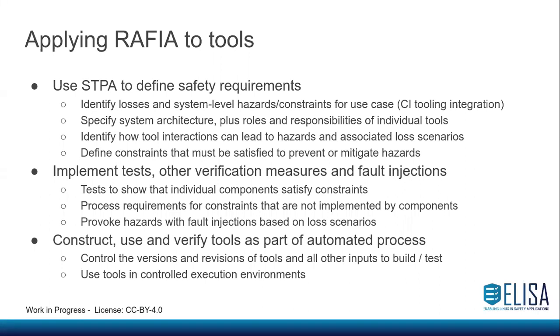So we then use this to implement tests and other verification measures and identify some fault injections so that we can provoke the hazards and demonstrate that our tools either cope with them, or that the system as a whole and the processes around it can mitigate those hazards when they do occur. And then, of course, we want to do all this as part of an automated process. We want to control the versions and revisions of the tools that we're using and all the other inputs to the build and test process, and use those tools in controlled execution environments.